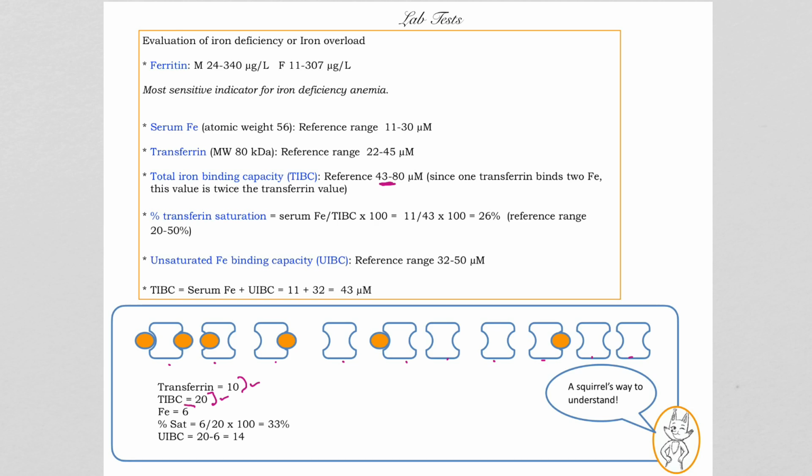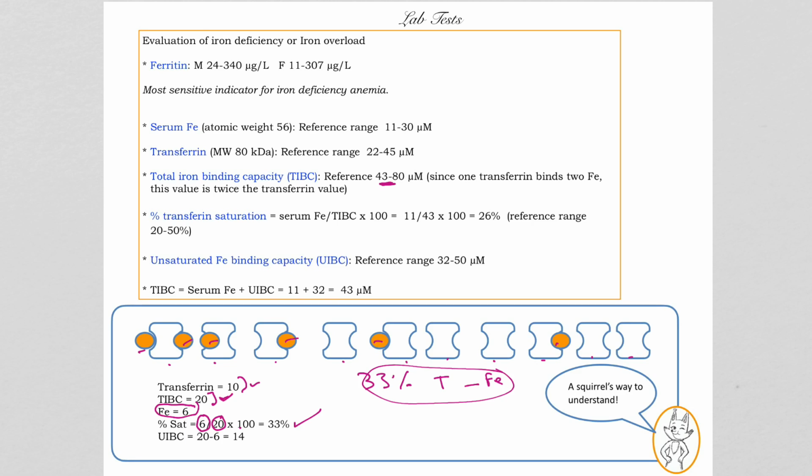Let's say the iron amount was 6. Okay, so the percent saturation is the concentration of iron, 6, divided by TIBC, 20, times 100. So it comes out to be 33%. That means 33% of all the possible binding sites for transferrin are bound by iron. Okay, that's the bound form, 33%. Percent saturation, percent bound saturation.